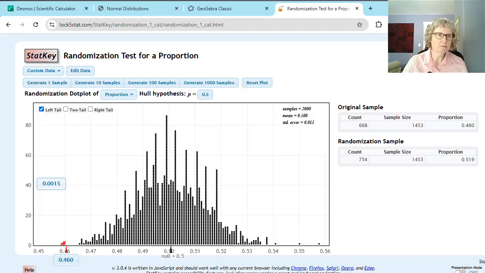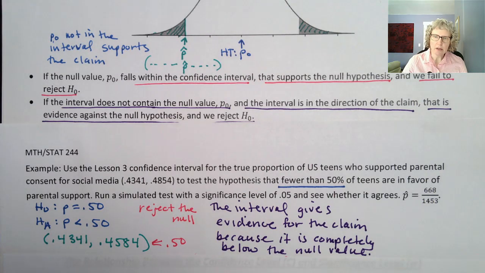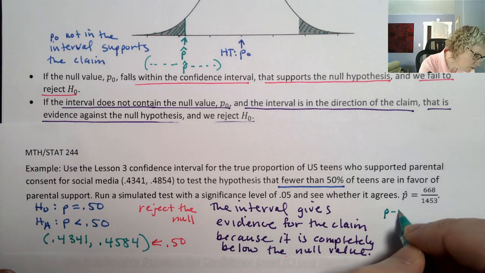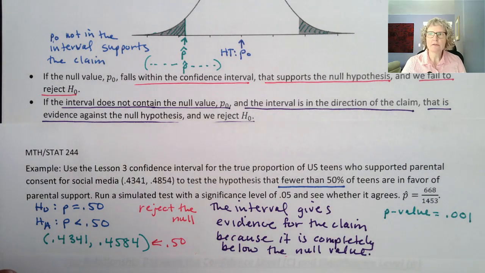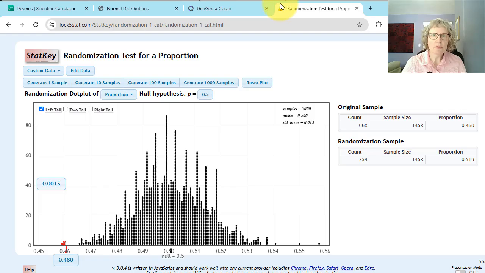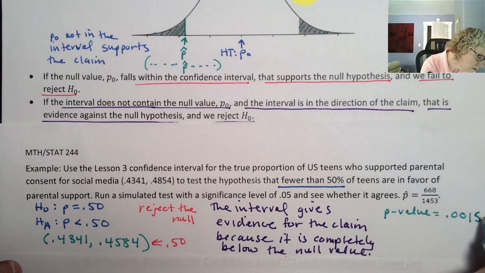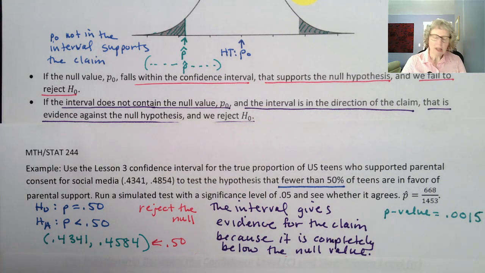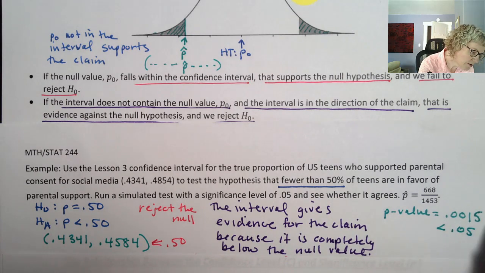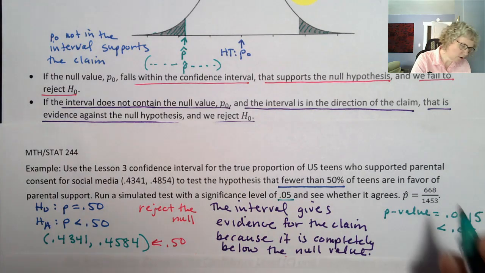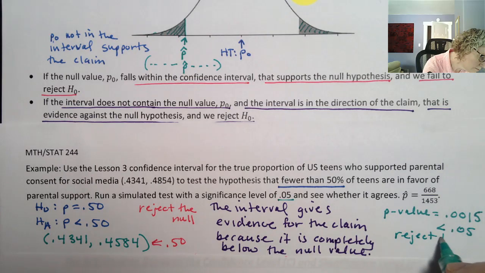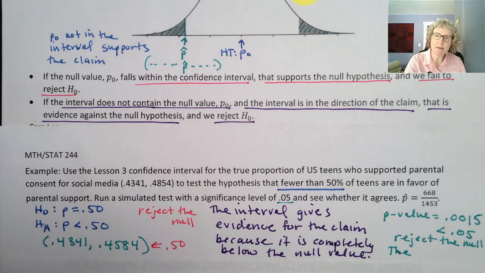Okay, so let me write this down. Back over here, our p-value, yours might be a little bit different. I think that's right, 0.001, is that what I got? 0.0015. Okay, remember yours might be slightly different. That is less than 0.05, which we're using as our alpha level here, so we would also reject the null. In this case, the two methods agree, okay? They don't always.